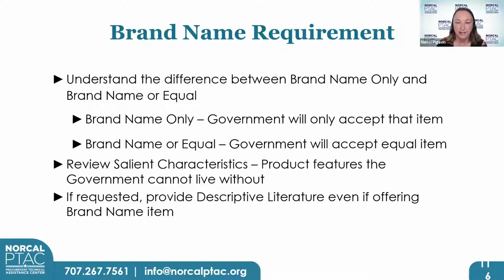So look at the salient characteristics if that's something that you do, and make sure you match up and tell them exactly how you're going to do that, whether through diagrams or engineering drawings, those types of things. And then always include any descriptive literature or specifications with your response, just to show that you understand what the government is asking for and the requirement.